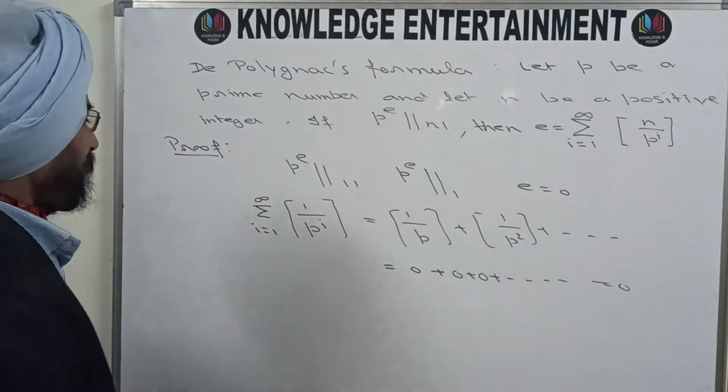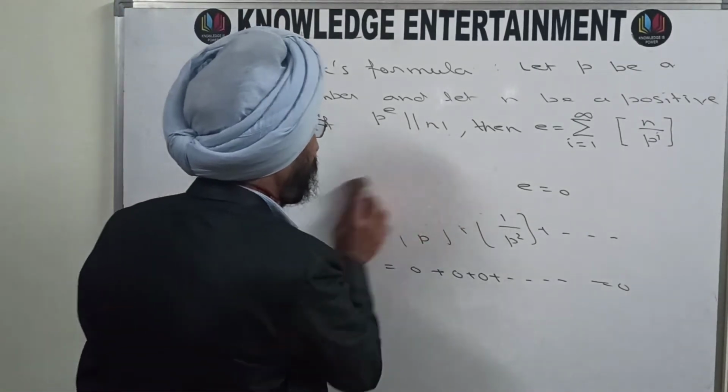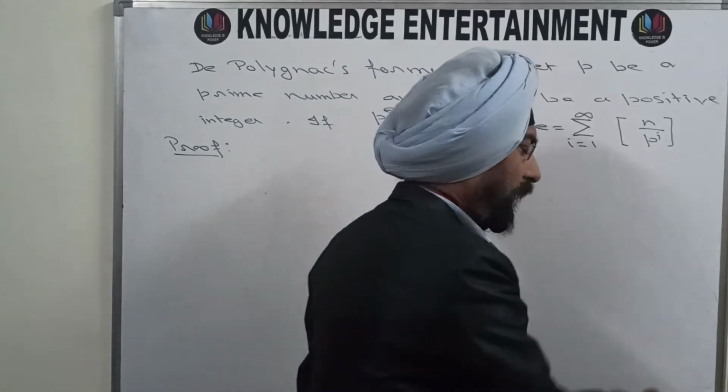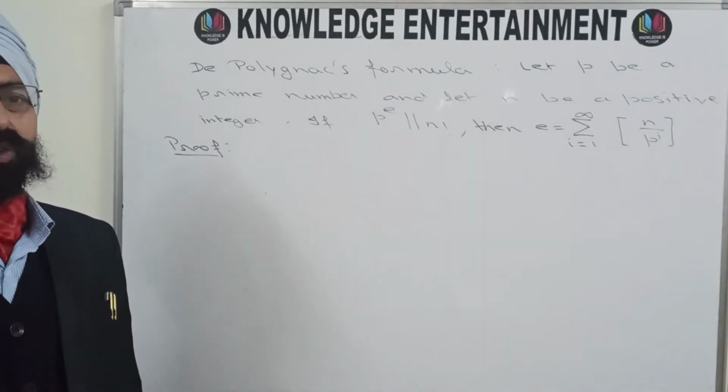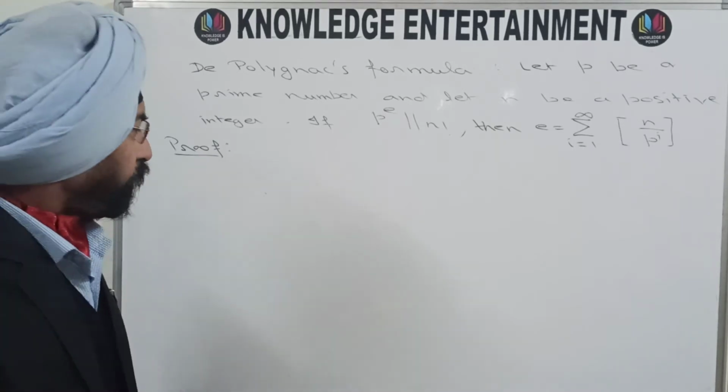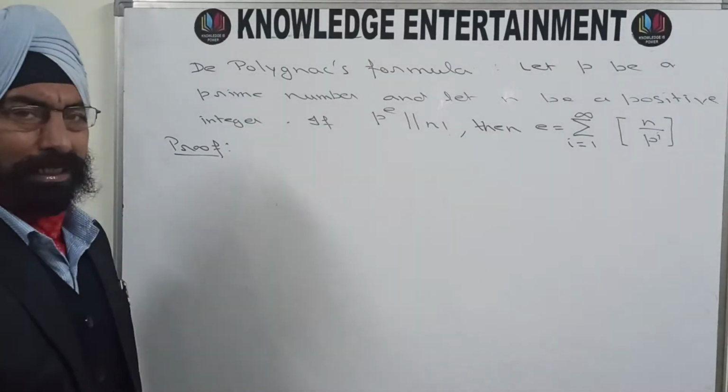Now we suppose that the result is true for n minus 1. So we have proved the first step of the principles of mathematical induction, that is the result is true for n is equal to 0. Suppose the result is true for n minus 1.